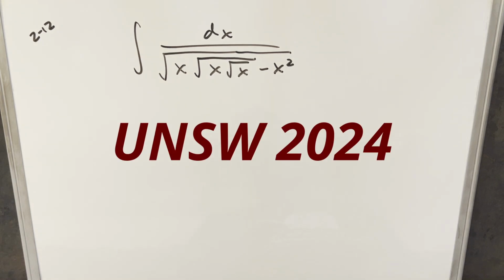Okay, we'll integrate another integral from the UNSW Integration Bee 2024. This was round 2, problem 12. We have the integral of 1 over the square root of x times the square root of x times the square root of x minus x squared dx.